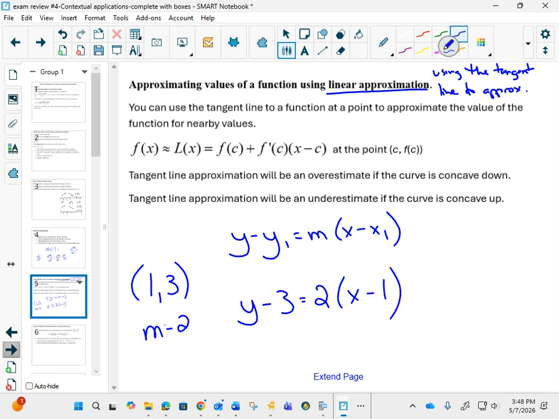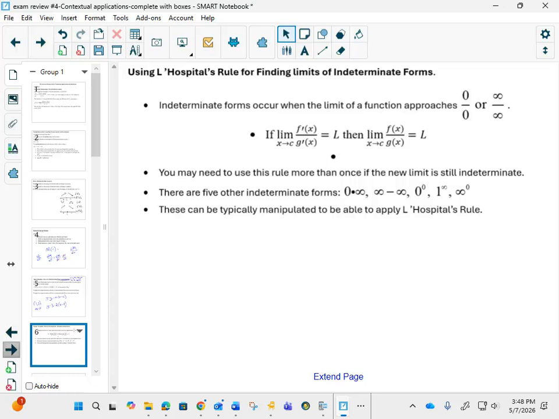If you're going to use your tangent line as approximation, chances are they're going to give you an x value close to the point that you're given. The closer it is to that point, the better an approximation it will be. So if I ask 1.1, well, I'll plug it in here because then this simplifies to be a pretty small number, and then I'd simplify after that. But we'll see some questions with that in our examples.